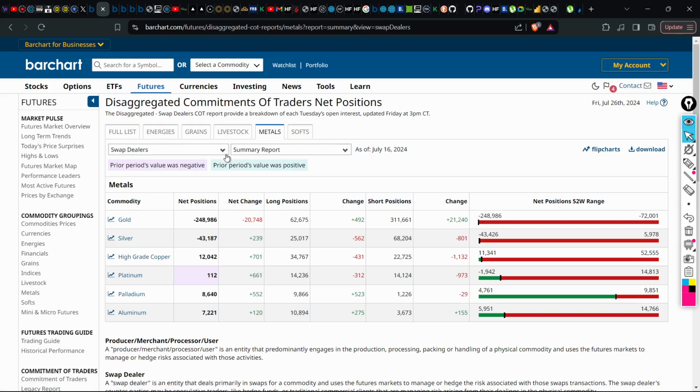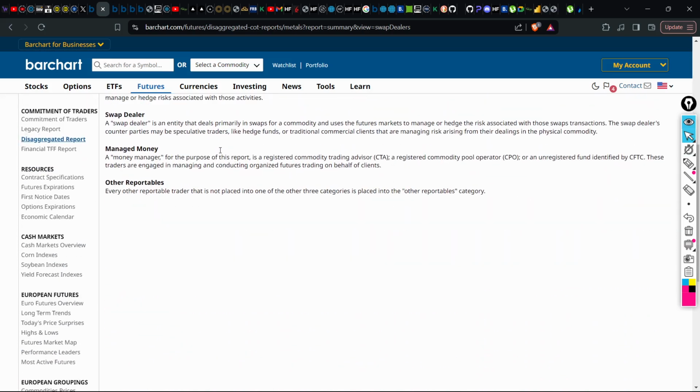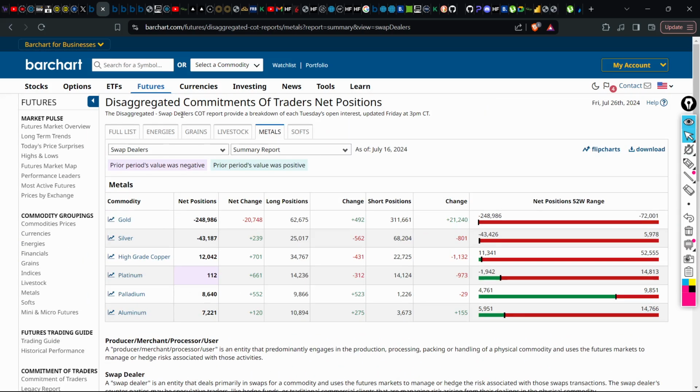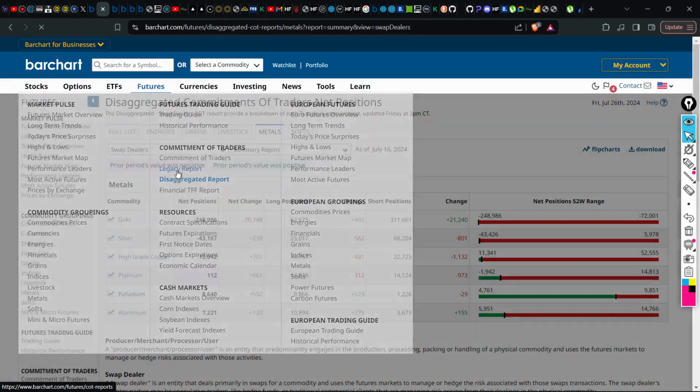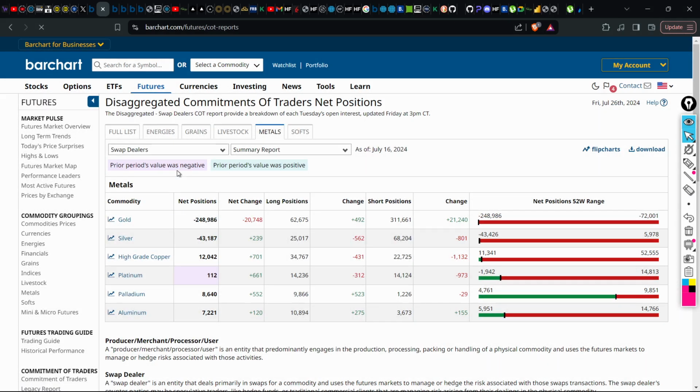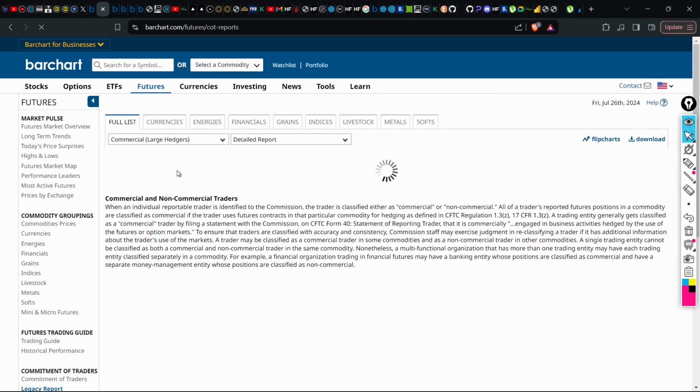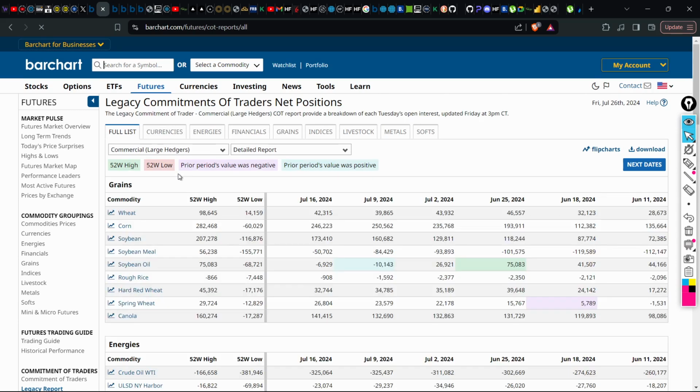Now we're going to look at the CoT index. All right. Even before we go there, let's just now look at the legacy report. This has been the disaggregated report. You go to the legacy report. There's something I'm looking for. Still in the legacy report, now you can see this is where everything is: currencies, energy, financial, grains, indices, livestock, metals, softs.